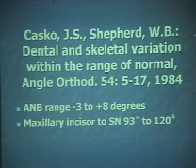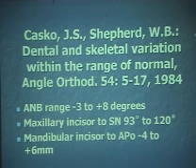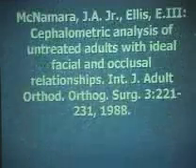Maxillary incisor was anywhere from 93 to 120. The mandibular incisor had a relationship to the A-Po line from -4 to +6 mm. These were class 1, really good looking people.